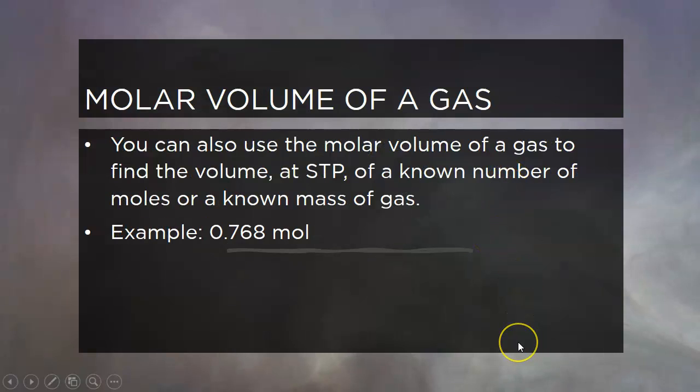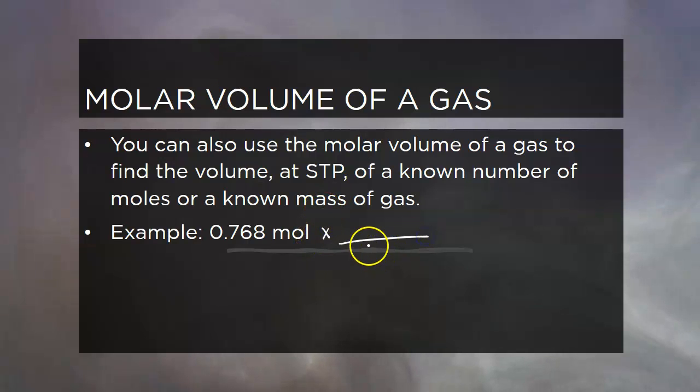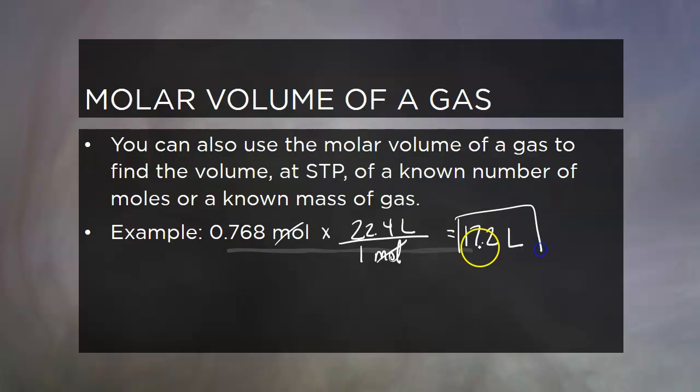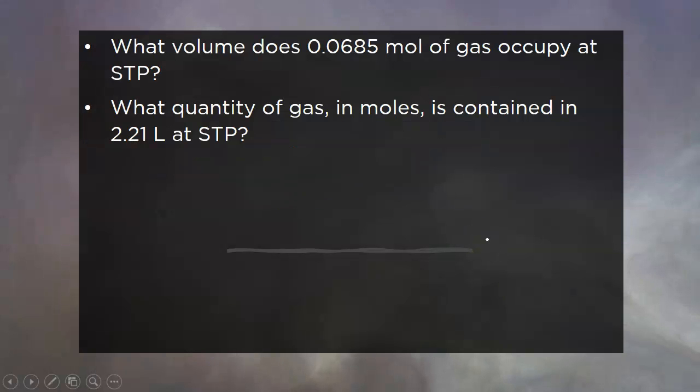We can also go the other way. If I have moles, I can use my conversion factor, 1 mole for 22.4 liters. So 0.768 times 22.4 is 17.2 liters. So that's how we can convert between liters and moles of any gas. Here's a couple if you would like to try them on your own. You can pause the video.